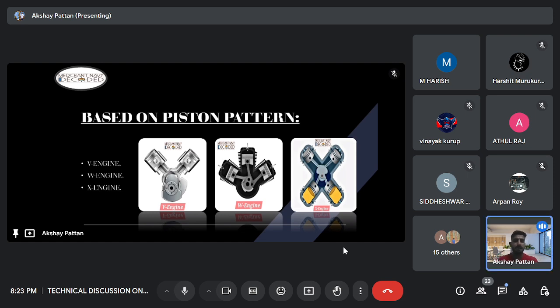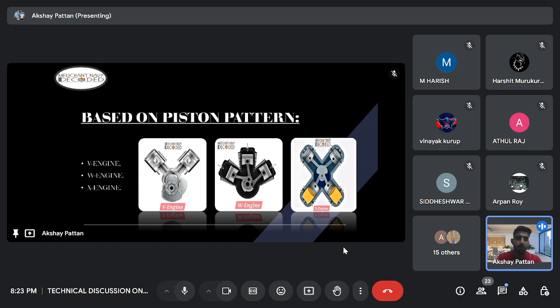Actually, V6 means we have pistons in the V shape. V means we have piston arrangement in V design. We have six cylinders: one, two, three, four, five, six. Total, there are three V shapes. That is the meaning of V6. The pistons are arranged in such a way that it looks like a V. That is the V shape engine, V engine.